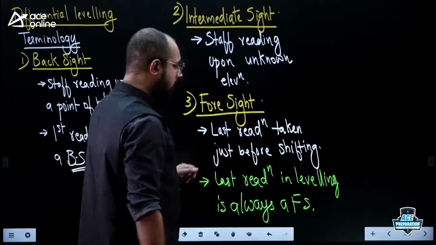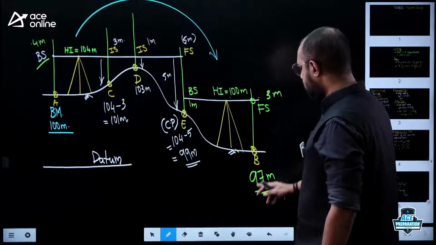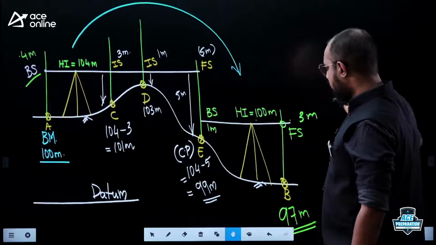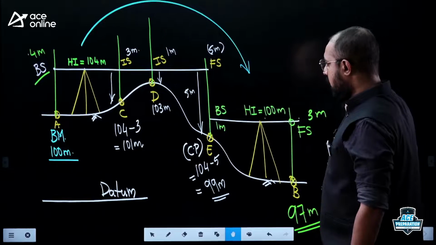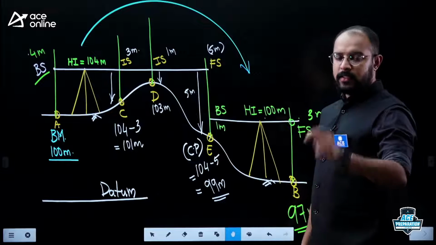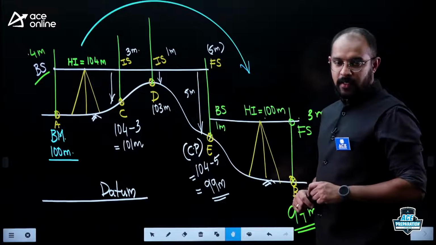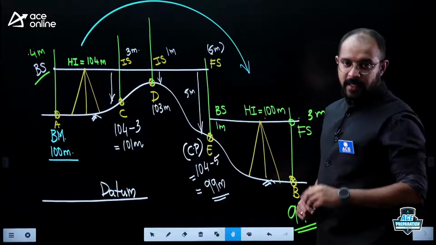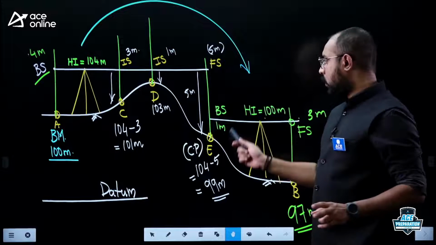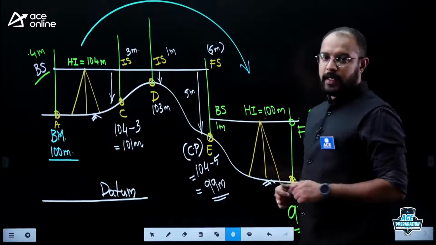Understand? Right. Now I want you to pay attention here and tell me something. Look at this particular figure that we have made and answer one small point here. Upon my change point here, how many staff readings have I taken? You will clearly see that there are 2 staff readings taken upon a change point. Who are they? Number 1 is the foresight. Number 2 is the backside. So there are 2 staff readings taken: foresight and backside.